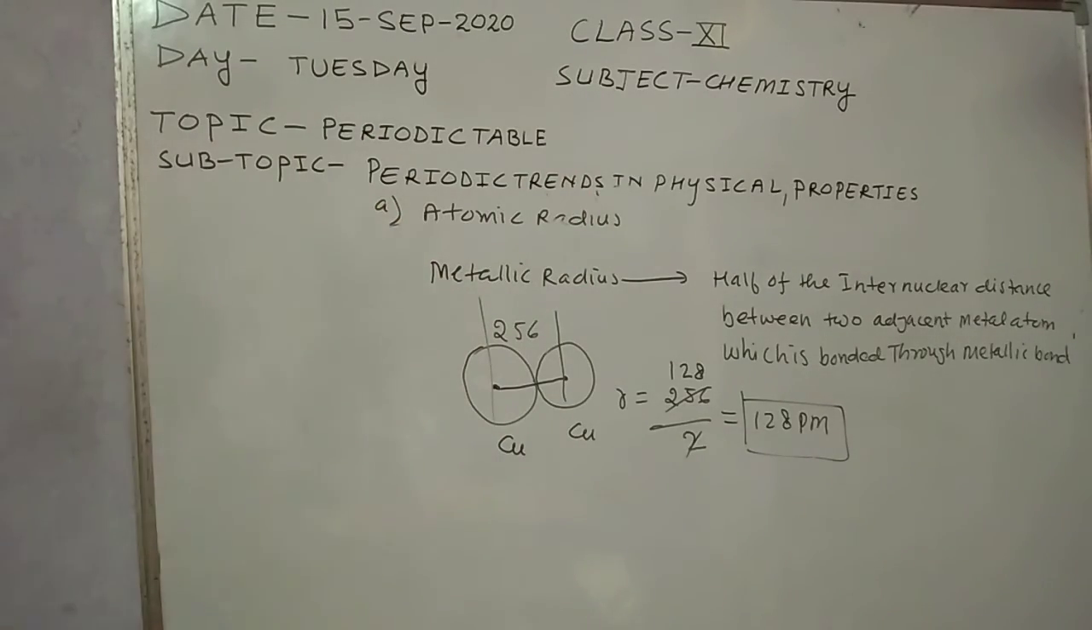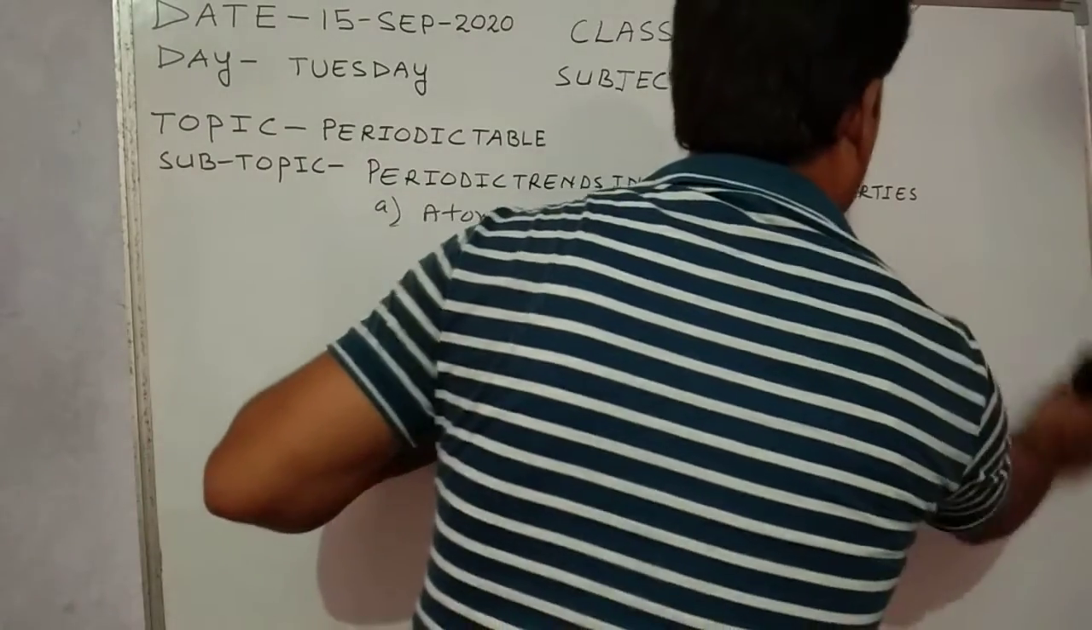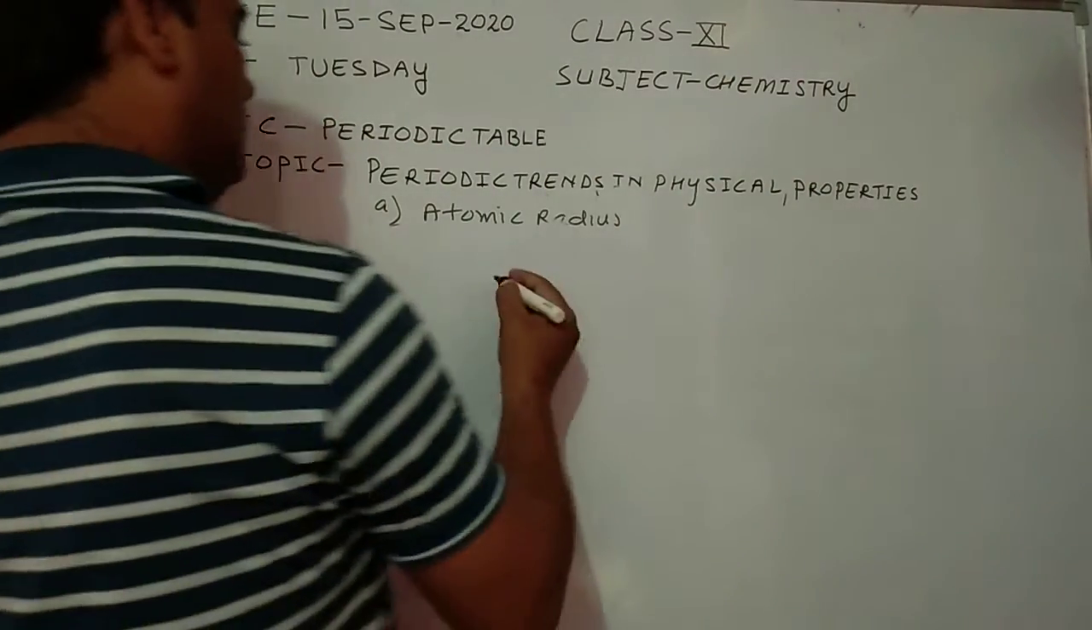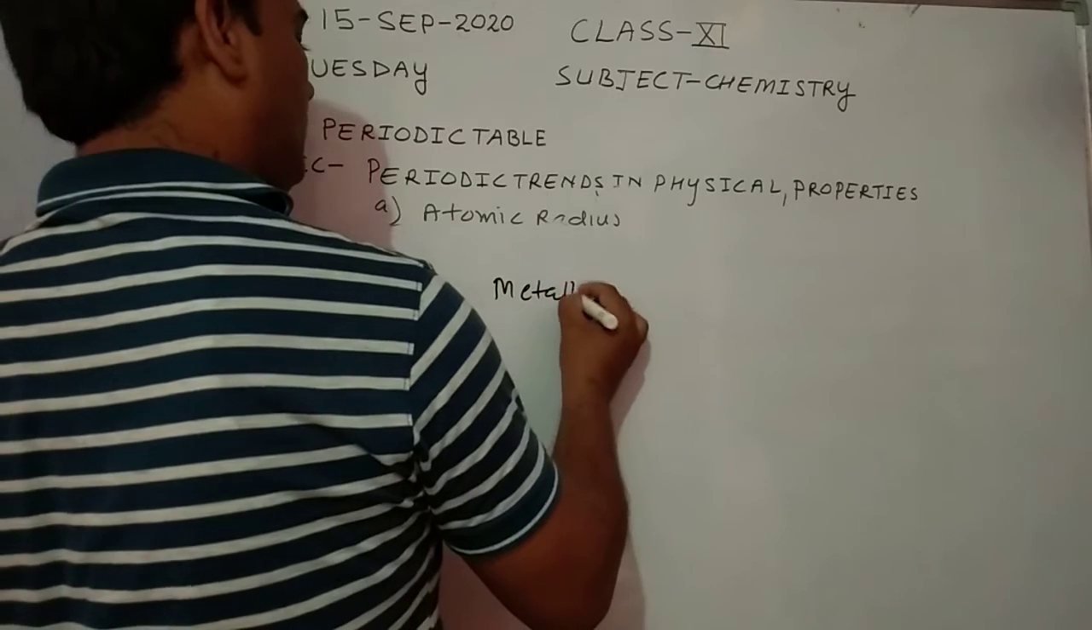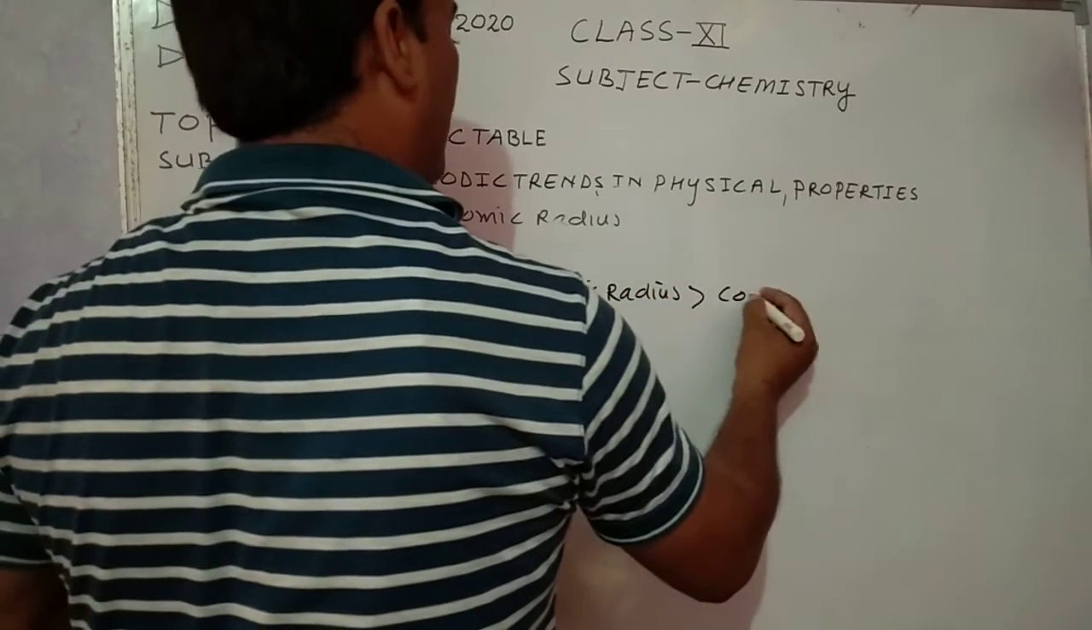Next one is, which one is larger, covalent radius or metallic radius? So metallic radius is greater than covalent radius.